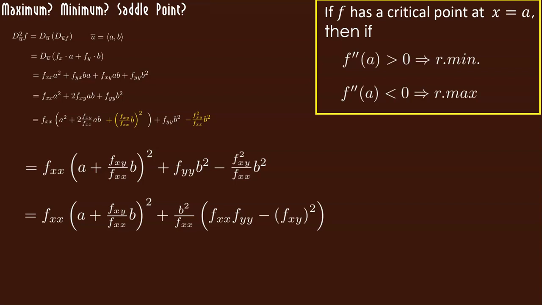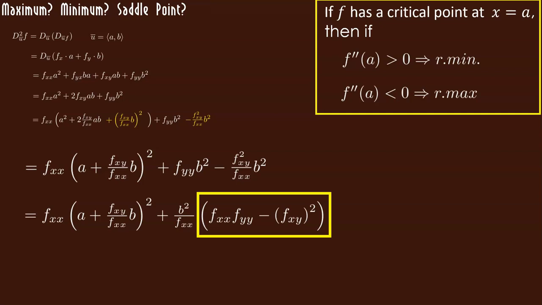Just follow. Looking at this, I see the a plus f sub x, that first thing where I completed the square, that's going to be always positive. That's always going to be positive because it's squared. And in the second expression, b squared is always positive, and I divide it by f sub xx. So the plus or minusness of this kind of depends on the f sub xx and this expression here.